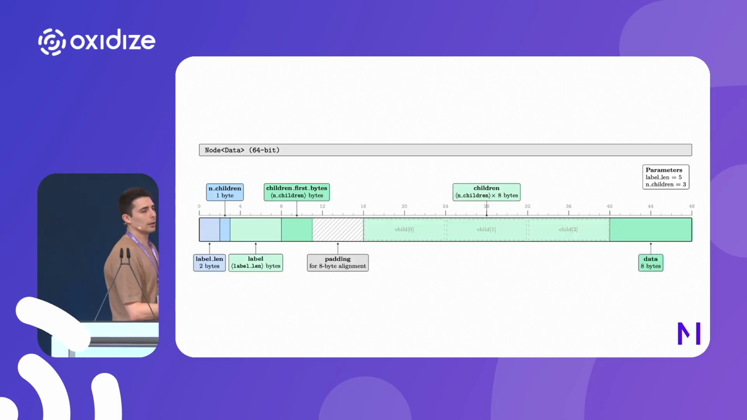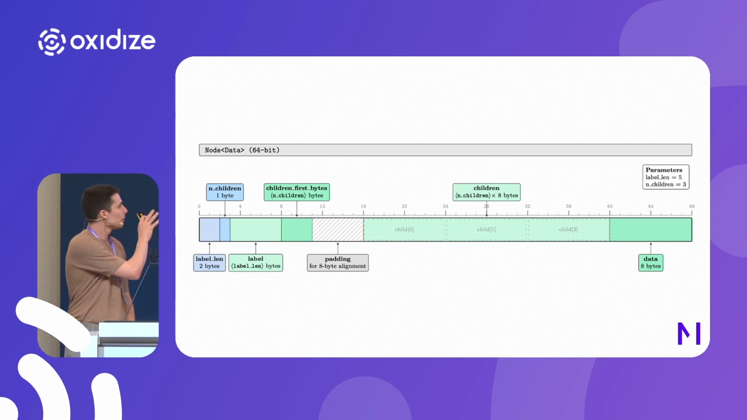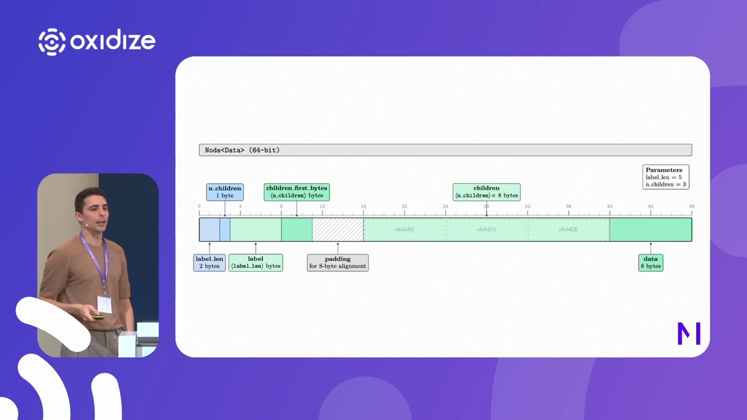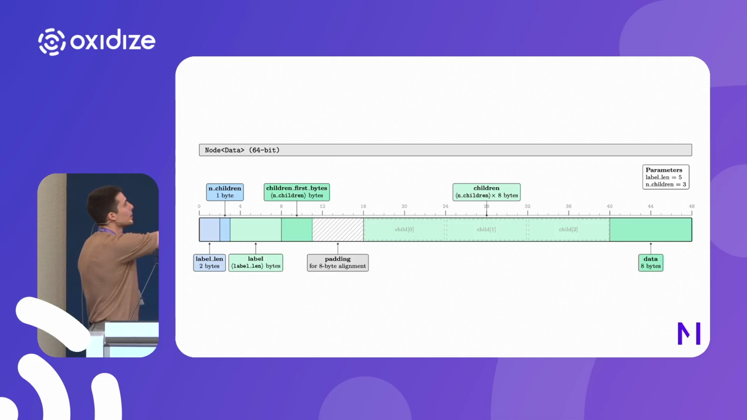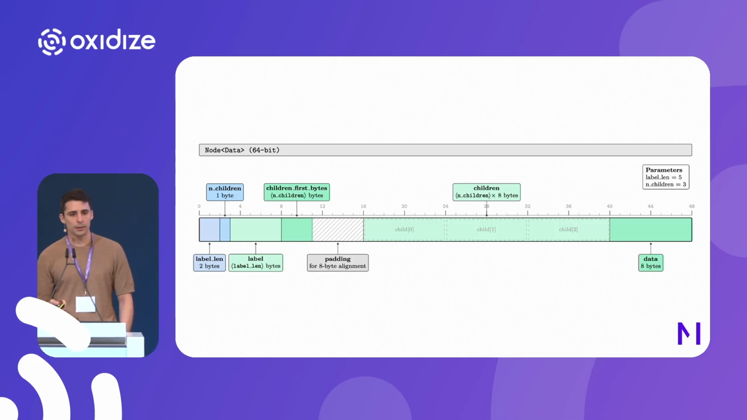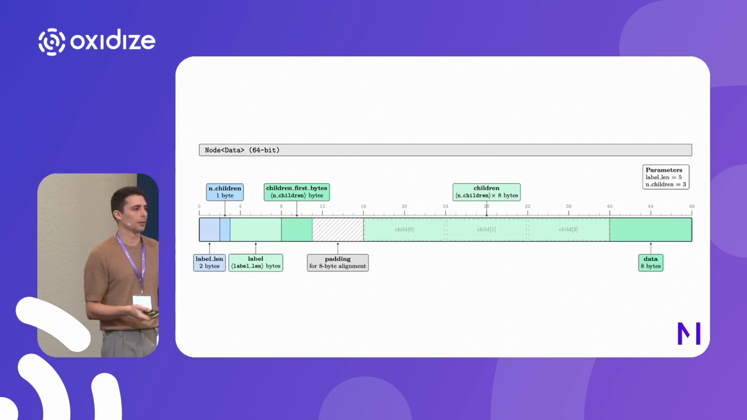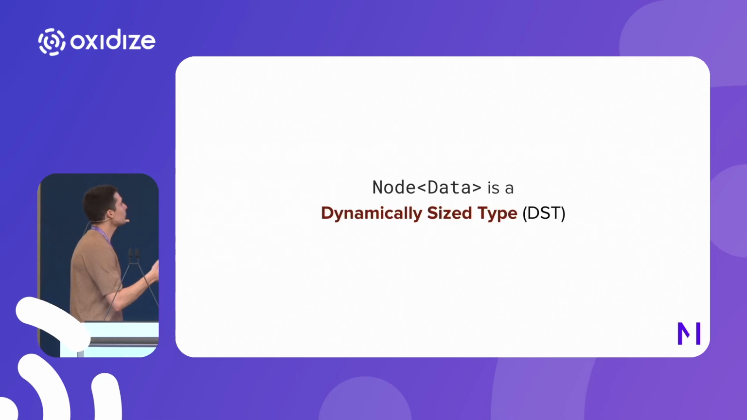Same fields from a logical perspective, different ordering. So we're going to place them in such a way to create a single padding region, which is right in there. And that padding region is going to be, worst case scenario, 7 bytes. Best case scenario is going to be empty. That depends on how long the label is and how many children you have.